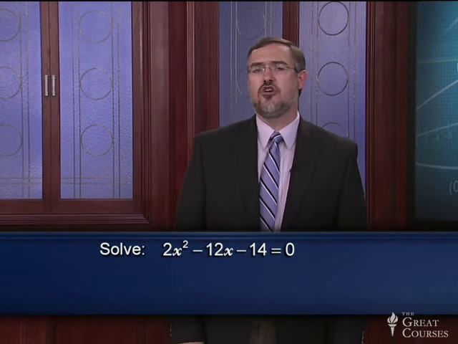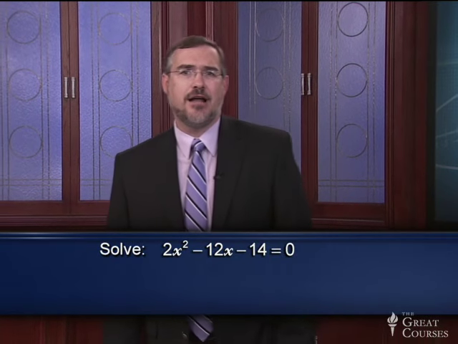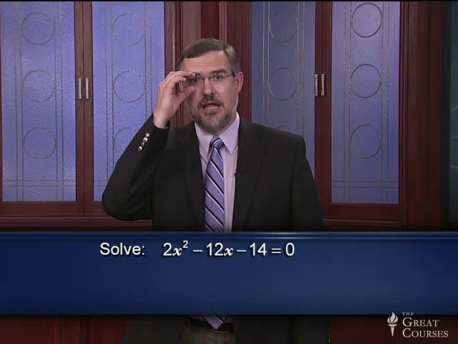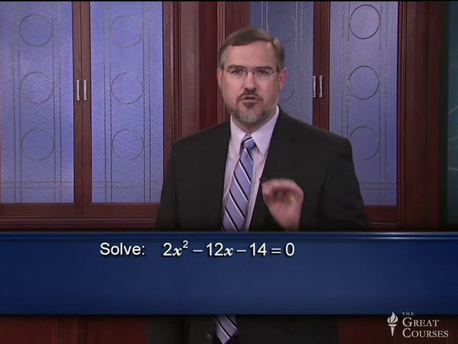Now, let's look at another twist which feels a bit similar to that negative coefficient in front of the x squared term, but it's slightly different. So again, I want you to see all of these different ways that the problems can look. Here's the example I want us to look at. Solve the equation 2x squared minus 12x minus 14 equals 0. Now, notice that I've got that 2 in front of the x squared.